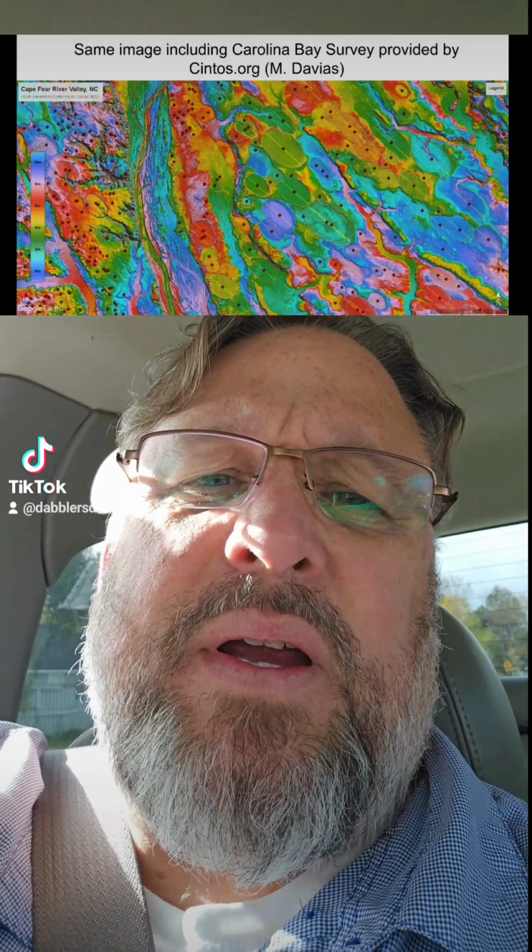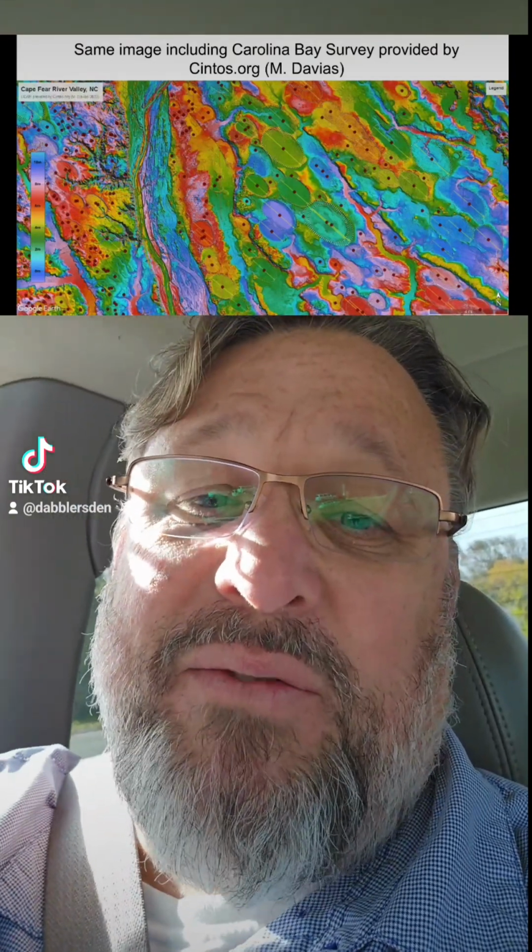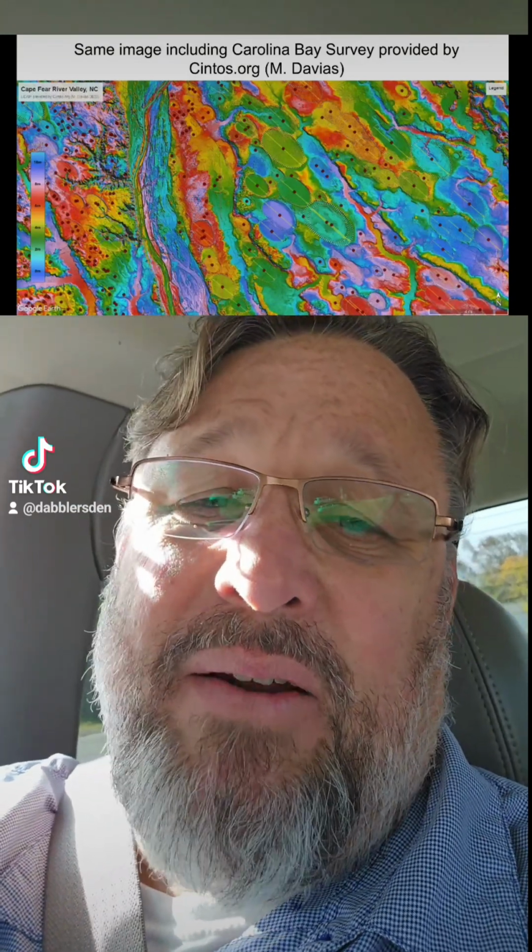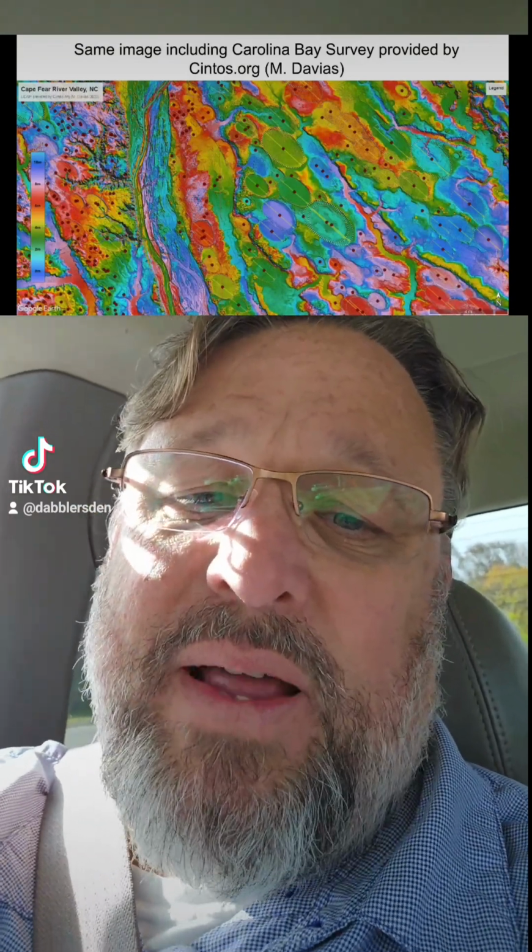We then looked at a few more examples, including these at Cape Fear, which were some of the very first ones viewed from the sky. And again, with the USGS LiDAR provided by CNTOS.org, we see that the Carolina bays are much more widespread and much more defined across the entire area, not just those in the Cape Fear River Valley.